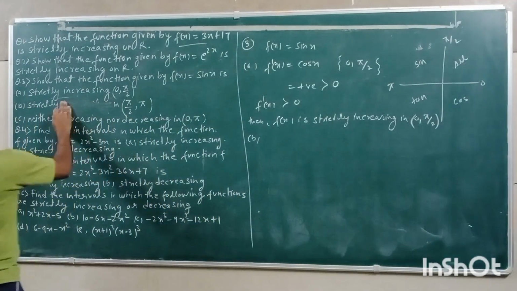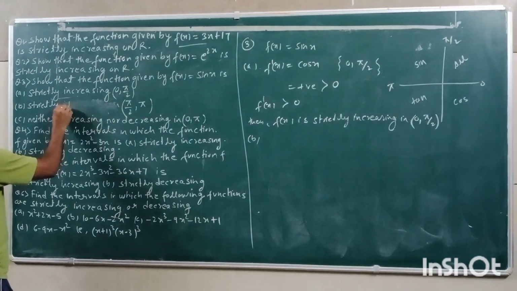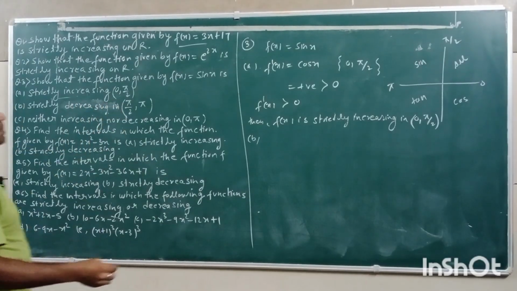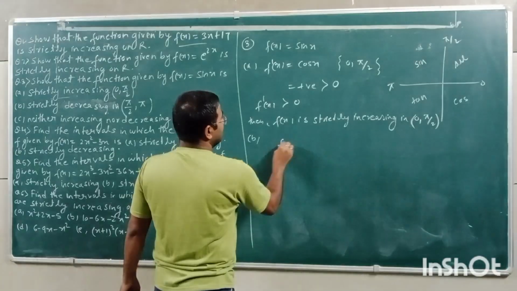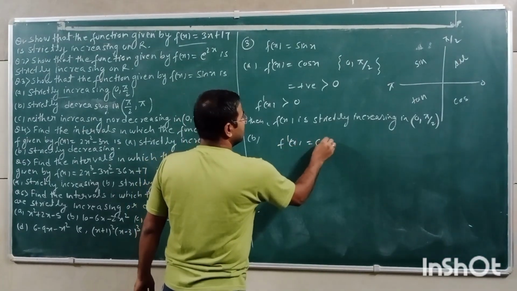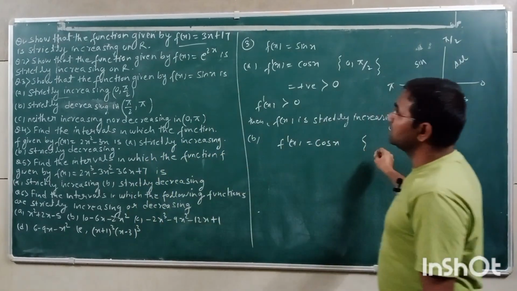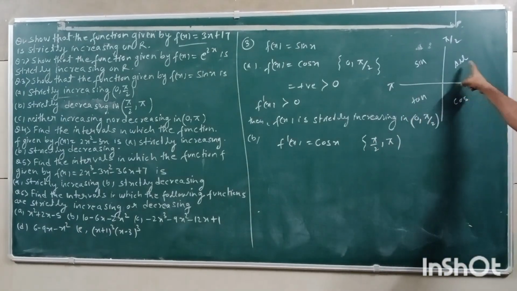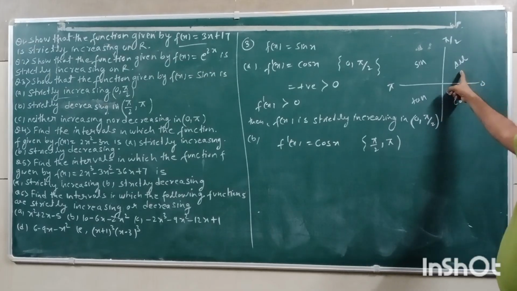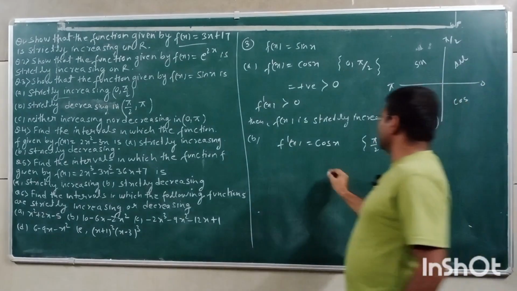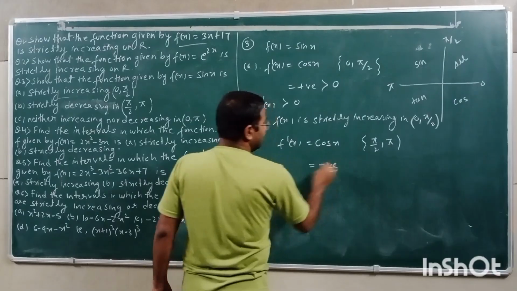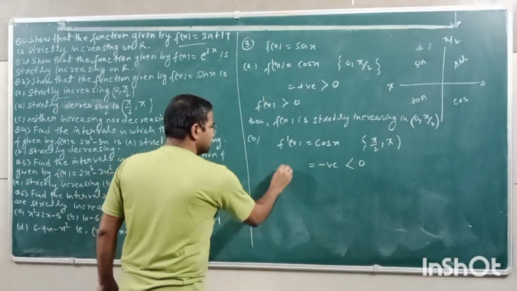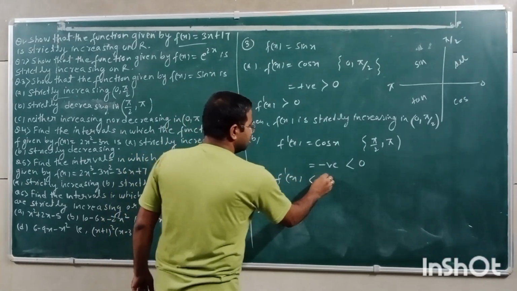It is, I think, decreasing. Okay, it is decreasing. Now see here, then we will write f'(x) = cos x. Now we have to check this in the interval π/2 to π. Only in the first quadrant is cos positive; in this quadrant cos will be a negative value. Negative values are always less than 0. It means f'(x) is less than 0.